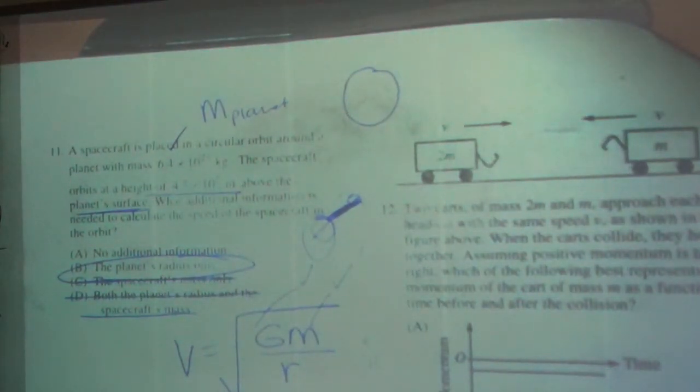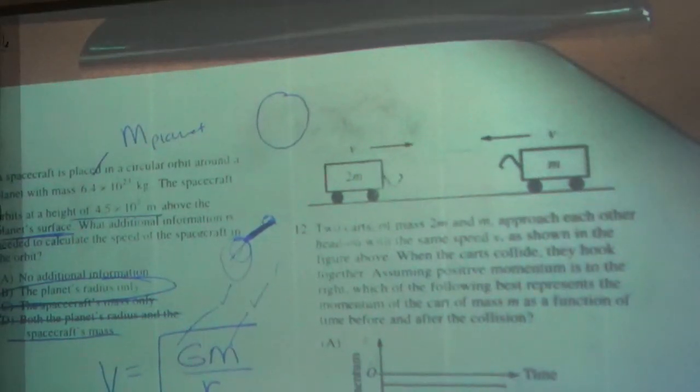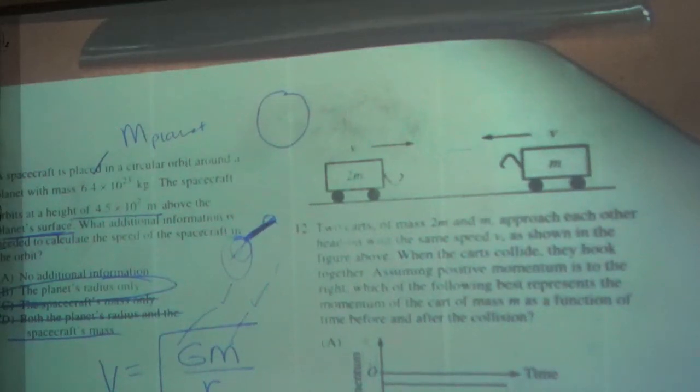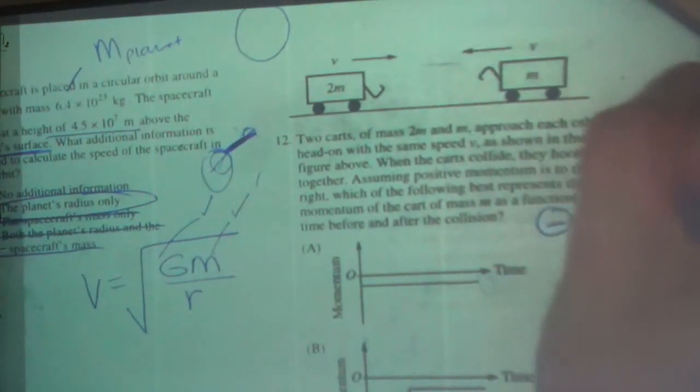Question 12. Two carts of mass 2m and m approach each other head on. They both start with the same velocity. When they collide, they hook up together, so they get stuck together. Which of the following best represents the momentum of the cart m as a function of time before and after? So we're looking at cart m. At first, it's moving to the left, and velocity and momentum absolutely have direction. So I should start with a negative velocity or negative momentum.